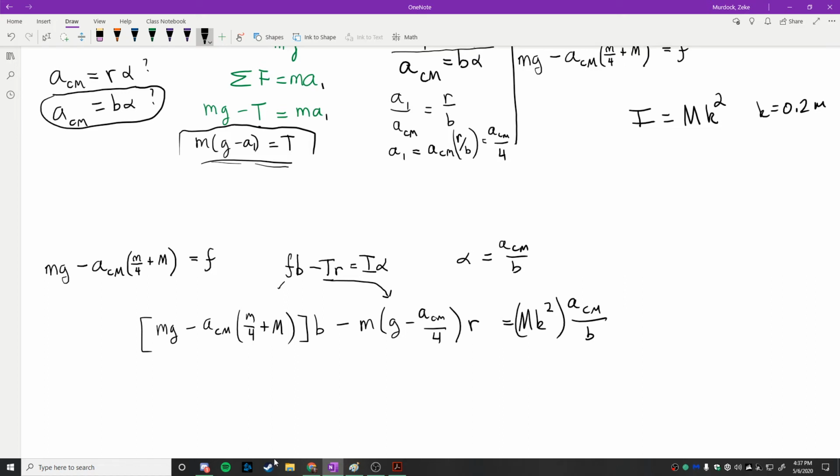Maybe. Let's try this. Let's take every term that has ACM in it and let's move it to the right-hand side. Let's multiply this out. mg times b. Oh, there's a question there. Please ask your question so I can help you out. And if you do see an error, please tell me.